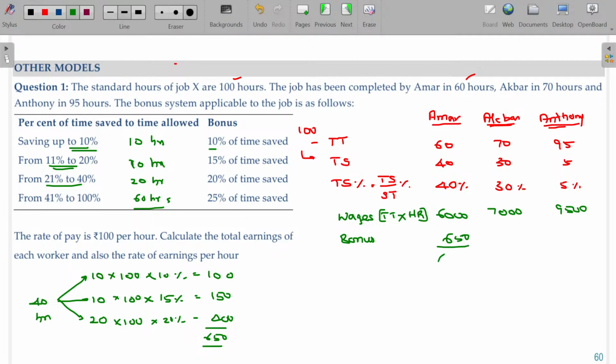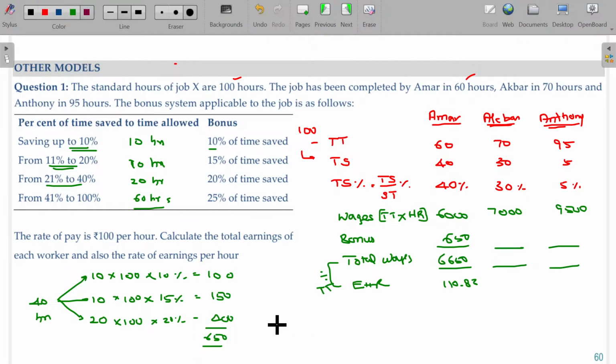Now the total wages being 6,650, and the effective hourly rate is found by dividing this by the time taken. In this case, the time taken being 60, if I divide this by 60, 110.83 is the answer.